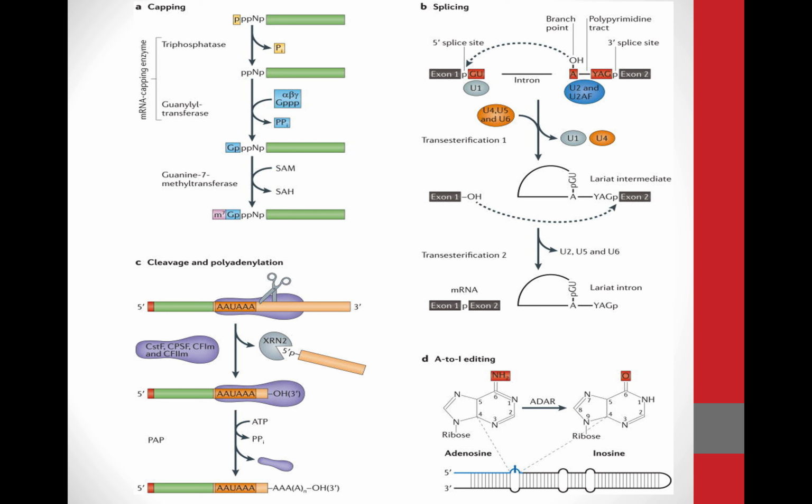So this diagram represents the whole process, the three processes, from capping, splicing, to cleavage and polyadenylation, plus A to I editing. I'm not going to go into details for this yet, but don't just forget it. I don't need you to remember that, but we will discuss this in detail, especially when we go to RNA editing in one of the topics in about 2-3 weeks time. So this is the end of the third video. Move on to the fourth video.